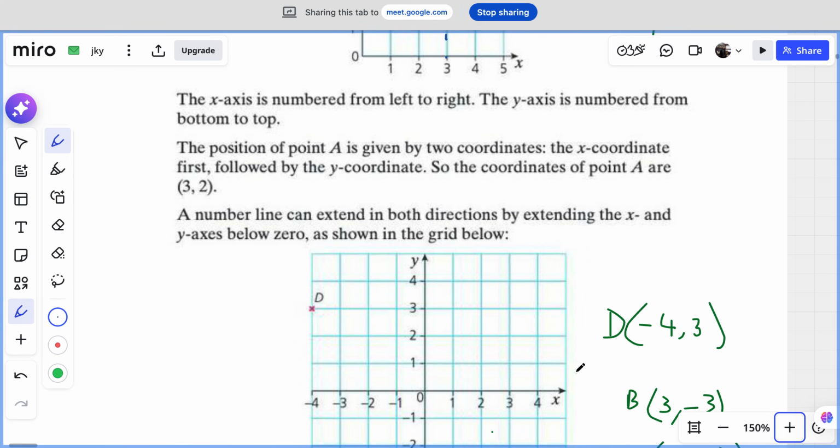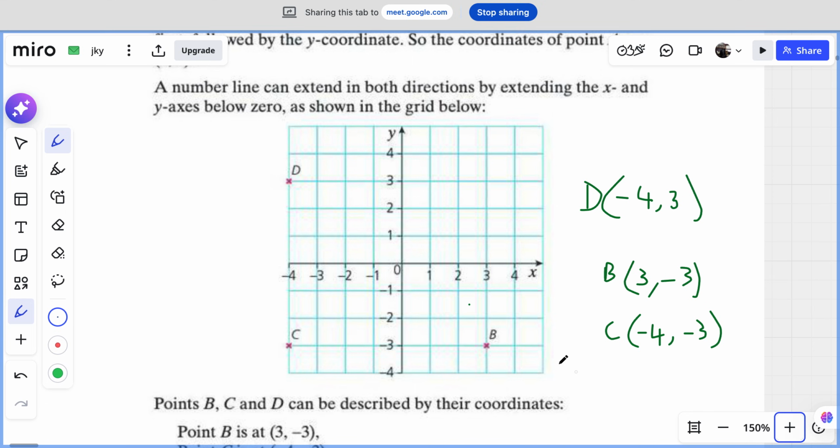Now let's look at a broader 2D plane, where we have both negative y-axis and negative x-axis. When we have a point here, point B, we read it to the x-axis first. We trace it from here to here first, which is 3, and then we trace that same point to the corresponding y-axis, which is negative 3. So that's how we got (3, -3) for this coordinate.